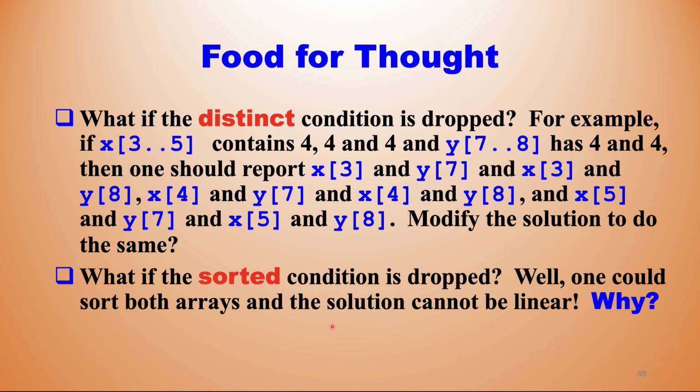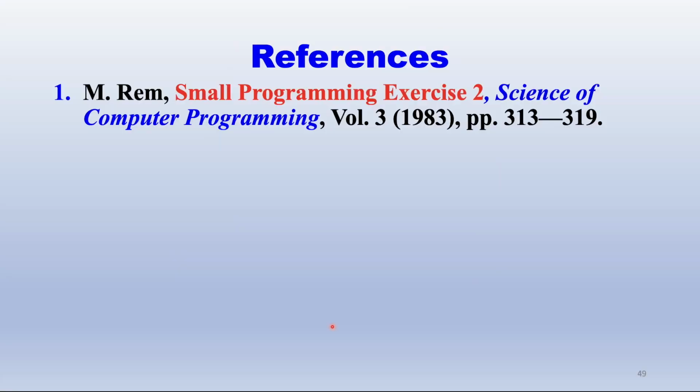The next food for thought would be, what if we drop the sorted condition? Well, we still maintain the distinct condition. Of course, you could sort both arrays, but then the solution cannot be linear anymore. Why? Please think about it. So that illustrates how important sorting is.